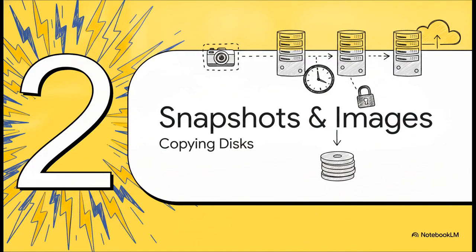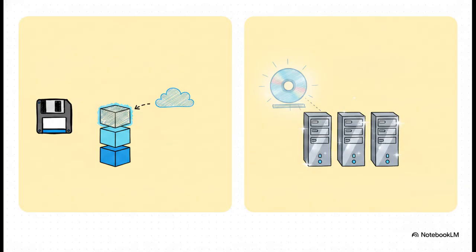Moving right along to Section 2, Snapshots versus Custom Images, or how we copy disks. Okay, let's draw a hard line right here, because people mix these up all the time. Snapshots and images are both copies of disk contents, but they serve totally different purposes. Snapshots, those are for your data. They're incremental backups, meaning after the first full snapshot, Google only copies the data that has actually changed since the last one, which saves you a ton of money on storage.